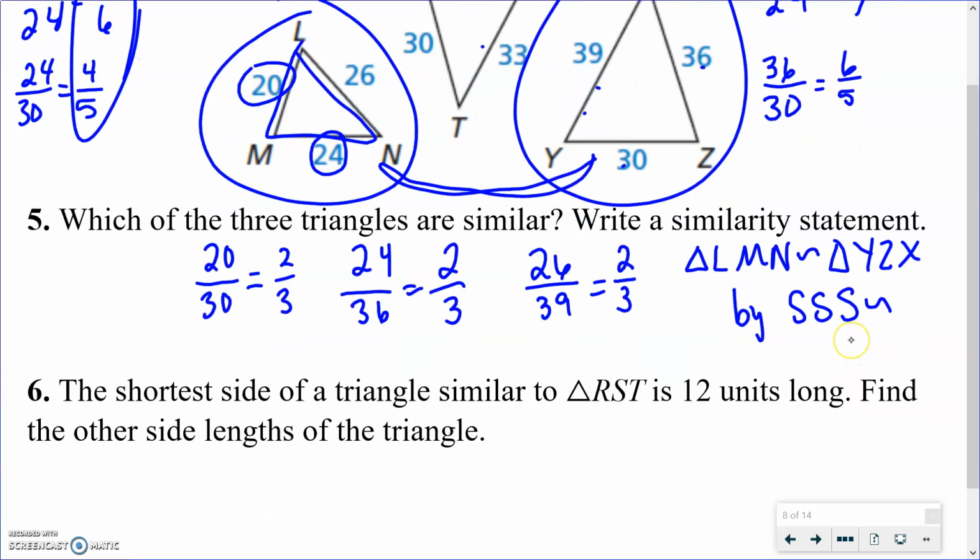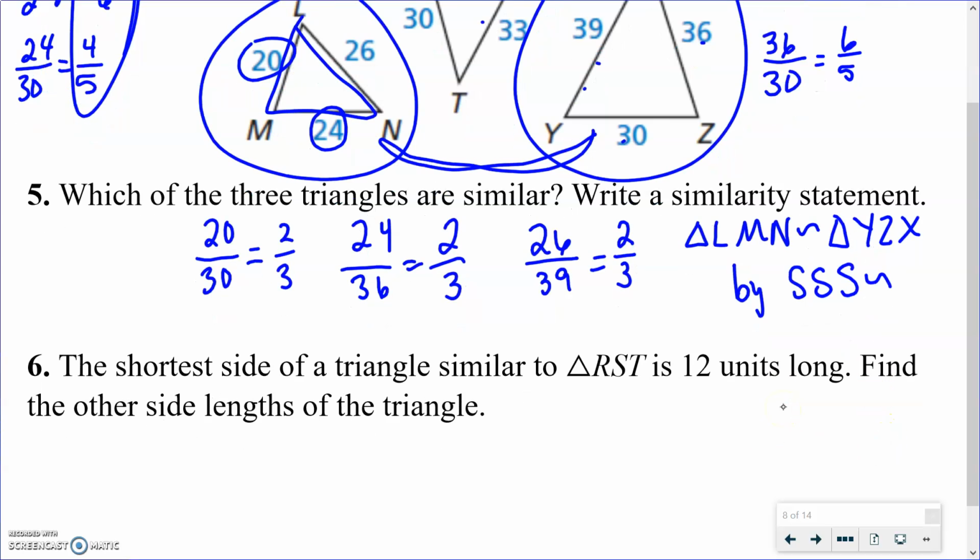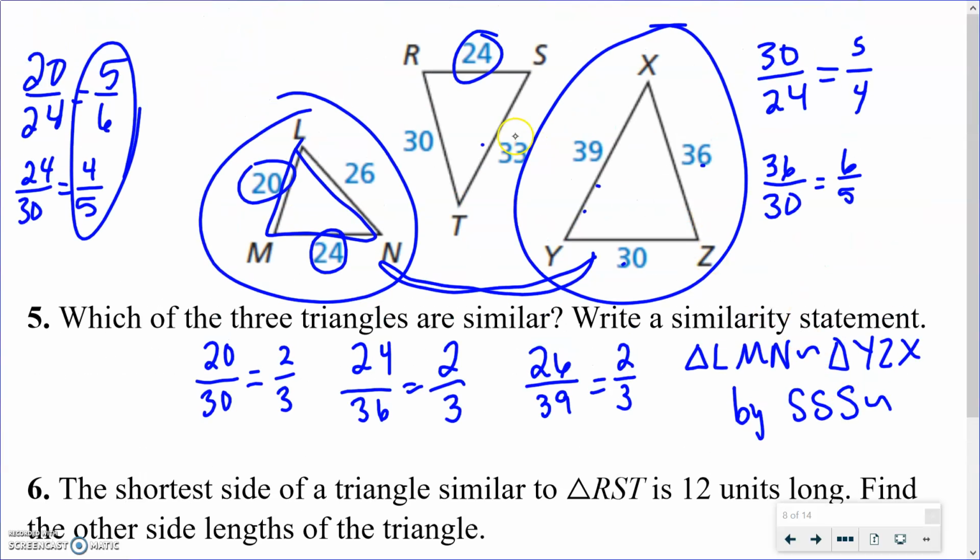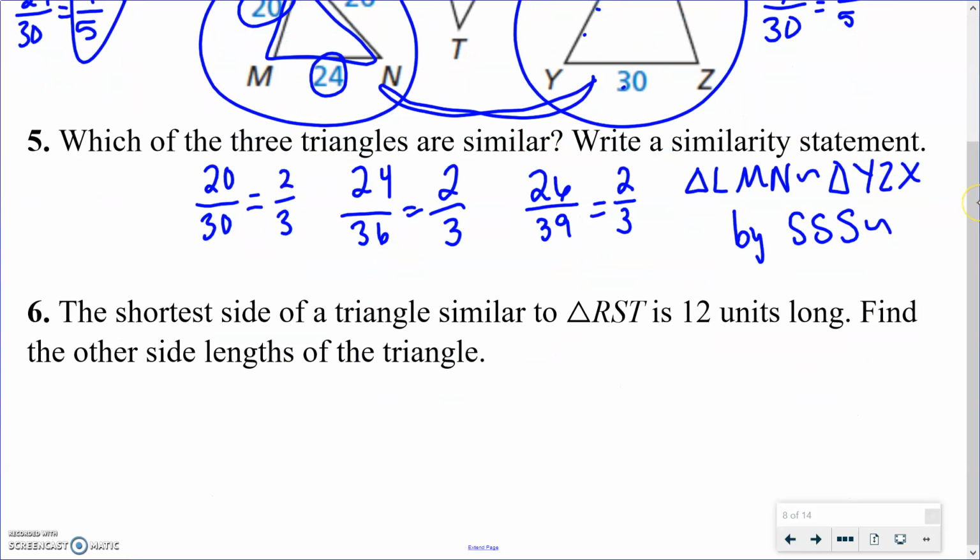So now we're saying the shortest side of a triangle similar to RST is 12 units long. Find the lengths of the other two sides. So the shortest side on RST is 24.